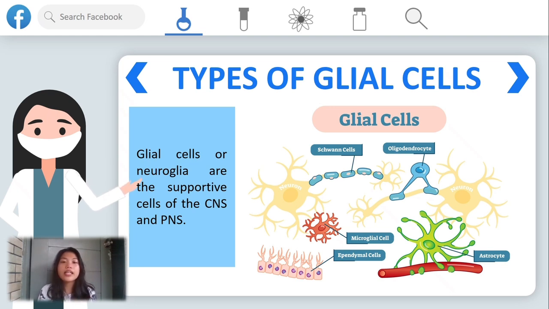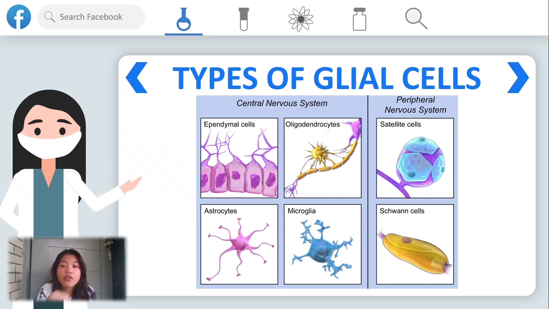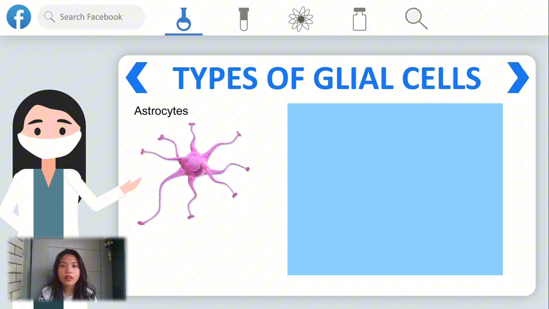The types of glial cells are different in the CNS versus the PNS. In the CNS, there are four types of glial cells. This includes the astrocytes, ependymal cells, microglia, and oligodendrocytes. The glial cells of the PNS, on the other hand, are the Schwann cells and the satellite cells.